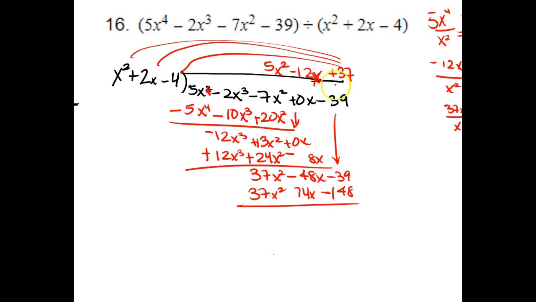So when I multiply this 37, I get 37x squared. 37 times 2x, I had to clean this up, guys, sorry, gives me 74x, and then 37 times negative 4 gives me negative 148. Now that I've multiplied, my next step is to change signs again, so I'm going to subtract, this becomes plus.